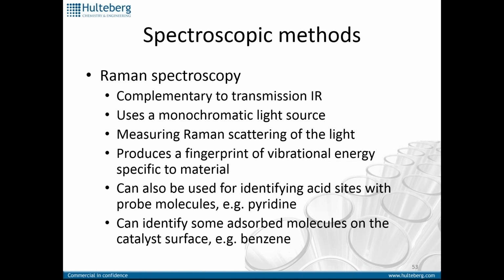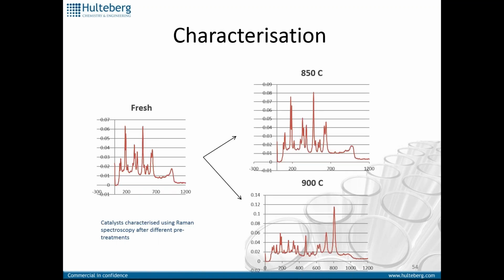We can actually differentiate between Brønsted and Lewis acid sites. And we can also use it for surface studies, like looking at how benzene adsorbs to the catalyst surface. We've used it for characterizing tungsten, looking at how the tungsten crystalline structure changes from triclinic up here when fresh to monoclinic on increasing temperature of pretreatment.